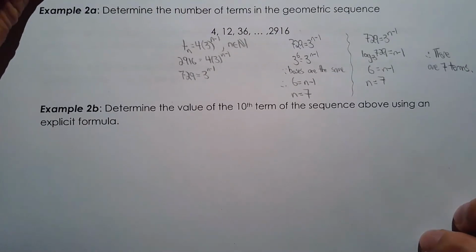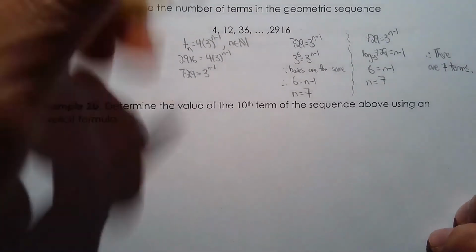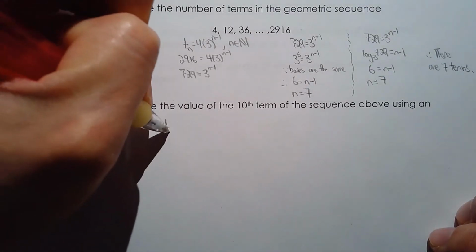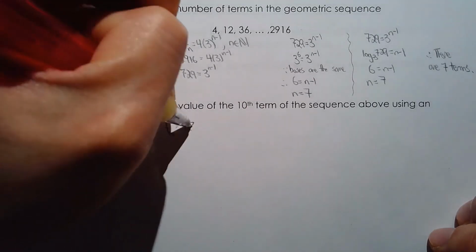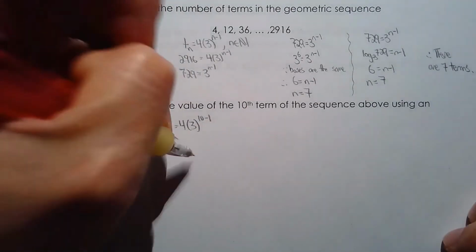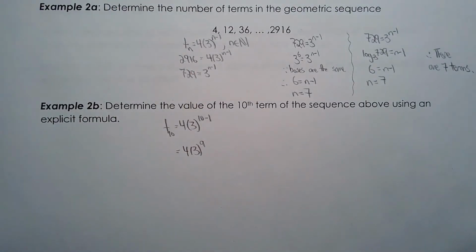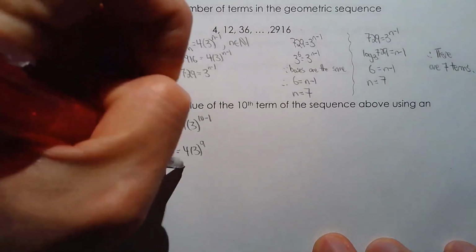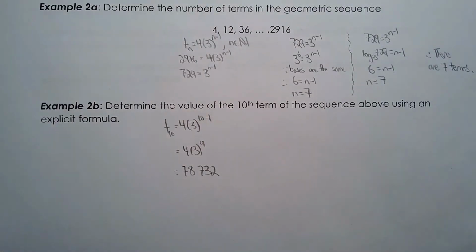Use the value, or determine the value of the 10th term. Okay, so the 10th term, no problem. I have the formula. I have the power to find the value of any term I want. So this is 4 times 3 to the power of 9. Fortunately, I gotta use my calculator here. 78,732. That's the value of the 10th term.